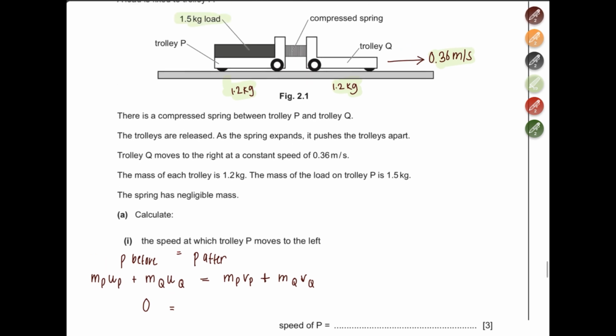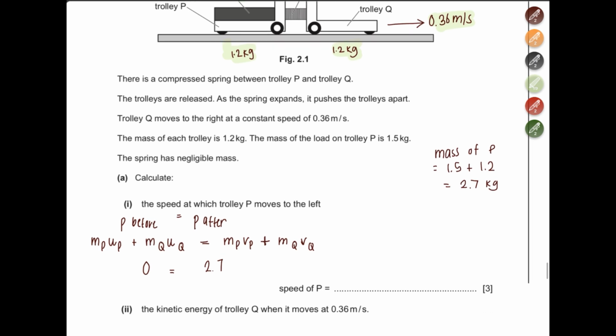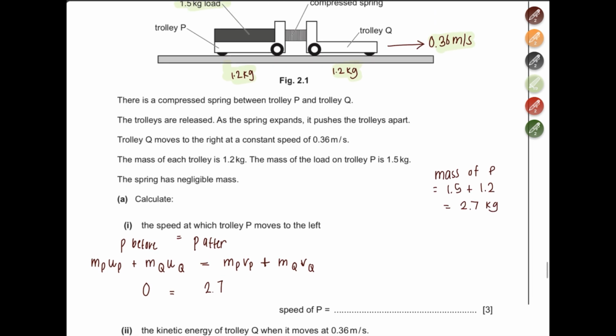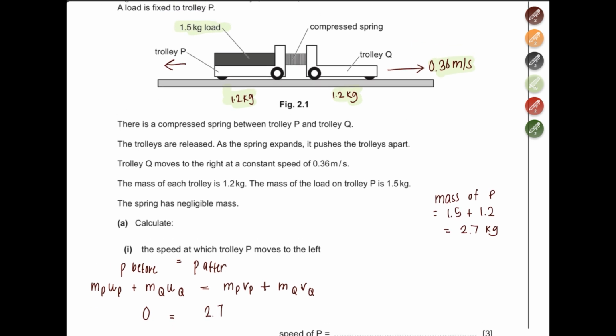So what was the mass of trolley P? This was 1.5 plus 1.2, 2.7 kilogram. Now we need to take care of one thing. Velocity is a vector quantity. Here they told us that one trolley moved towards the right, the other trolley moved towards the left. So we have to consider one direction as positive and the other direction as negative. It's our choice. We can choose any one direction as positive and the other as negative. So I am choosing left as negative and right as positive.